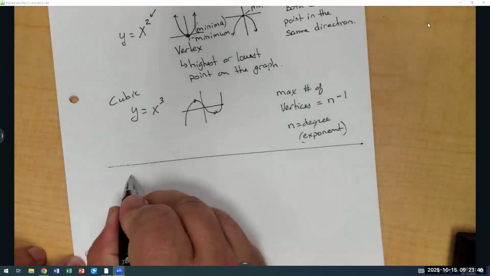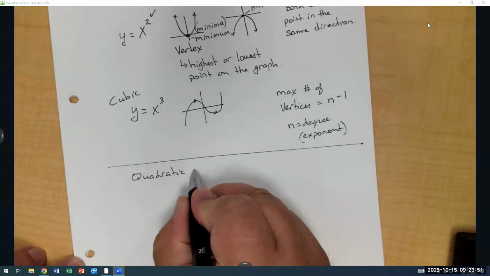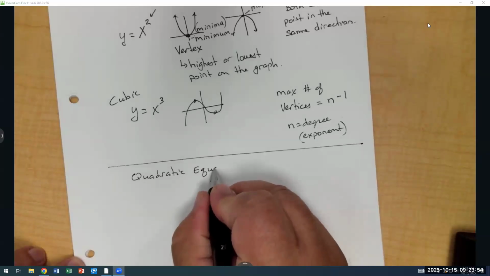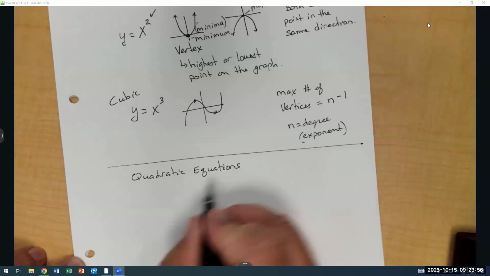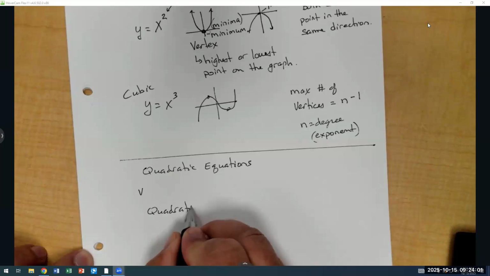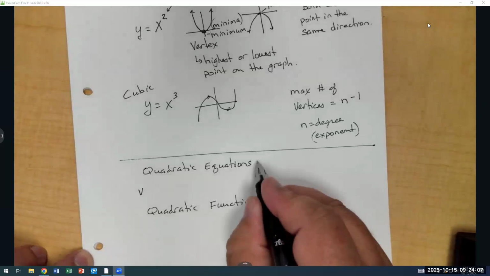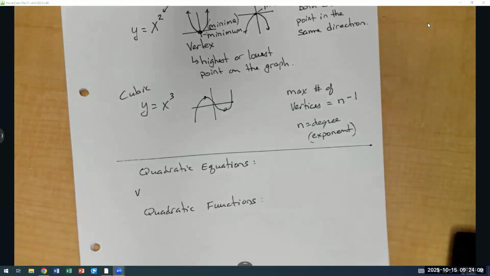But we're looking at quadratics. Equations versus quadratic functions. Can anybody guess what the difference is between those two, besides the spelling? A quadratic equation. Okay, I should have gone a little further.